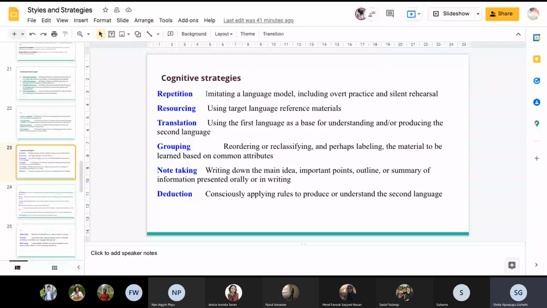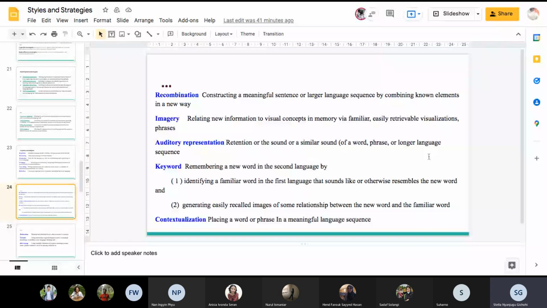And then you have grouping. This one you classify, you order, you sometimes label materials according to common attributes. What is common about them? For example, if these are clothes, they have different names, so you can put them together. You group: these ones are utensils, these ones are stationery. So you put them together. The next one is note taking. This one almost everyone has done. Then there's deduction. This one is applying rules so that you can produce and understand the second language. Going on with the cognitive strategies.